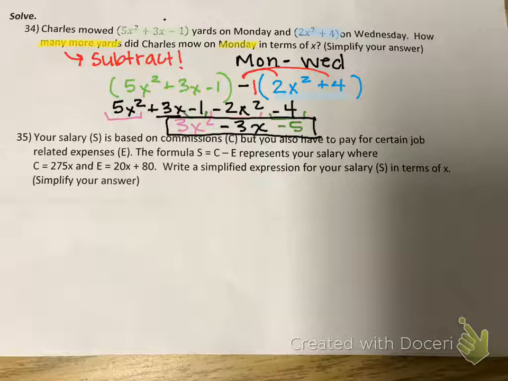So if we take our formula, it automatically tells us what we're going to be doing. S equals C minus E. So we're going to be subtracting. So we need to figure out what C is. So if we take a look here, C is 275x, and E, our expenses, are 20x plus 80. So we're going to take that formula again. S equals C minus E. S is just going to come down. It's going to stay S.